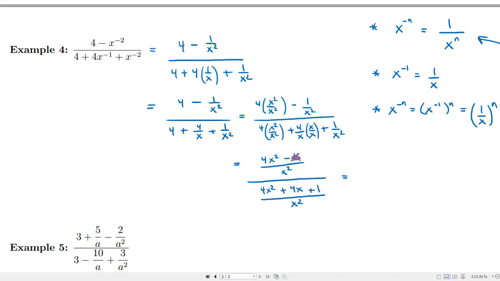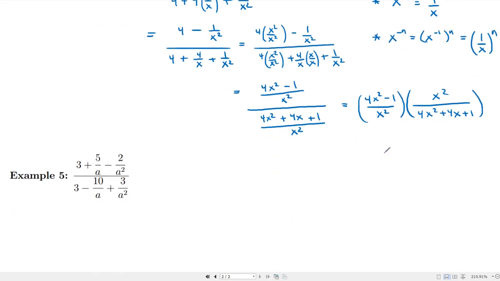And then now we have fraction over fraction, so we will do 4x squared minus 1 over x squared, and we will multiply by the reciprocal of this, so x squared divided by 4x squared plus 4x plus 1. And at this point we can factor and simplify.